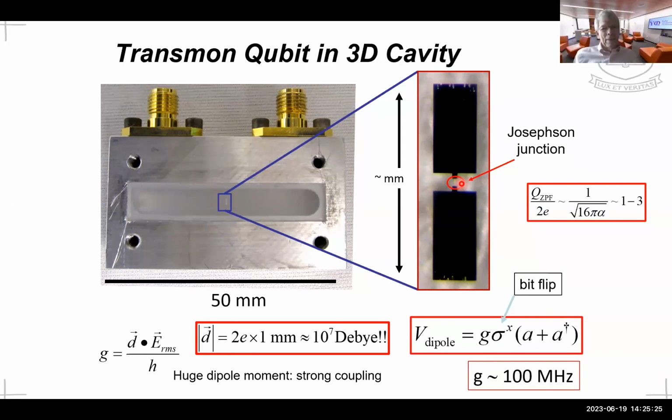Yeah. So in other words, when you take charge from here to here, electric field lines go back from here to here. That's the geometric capacitor. Excellent. And in the cavity?